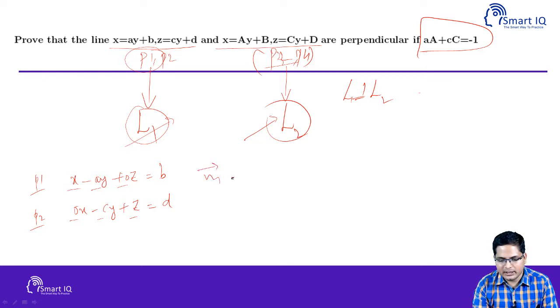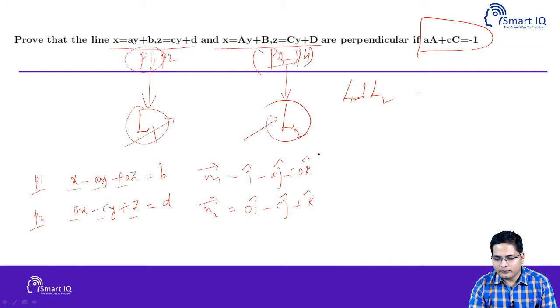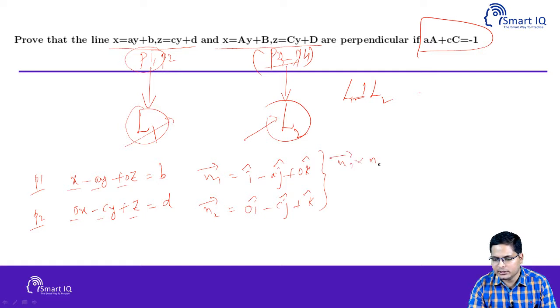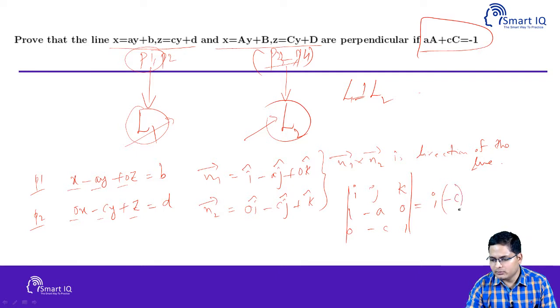So what is the n1 vector for this plane? For the first plane, it is i cap minus a j cap plus 0 k cap, correct? n2 is 0 i cap minus c j cap plus k cap. Now when these two planes meet in a line, from the previous problem, what is the direction of the line? The cross product of n1 and n2 is the direction of the line, correct? So let us find the cross product. It is the determinant of i j k, 1 minus a 0, 0 minus c 1. Evaluating this determinant: i into minus a, minus j into 1, plus k into minus c.